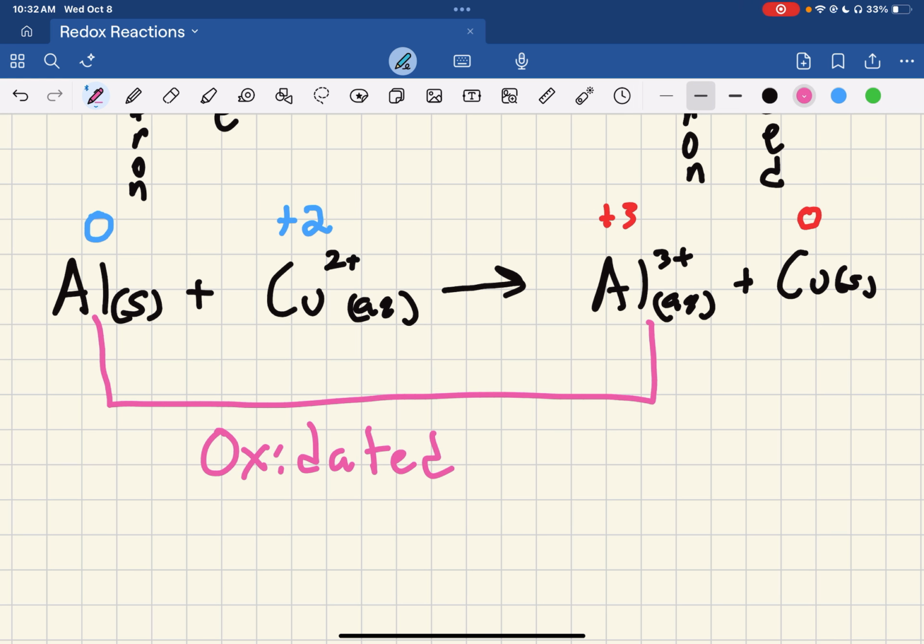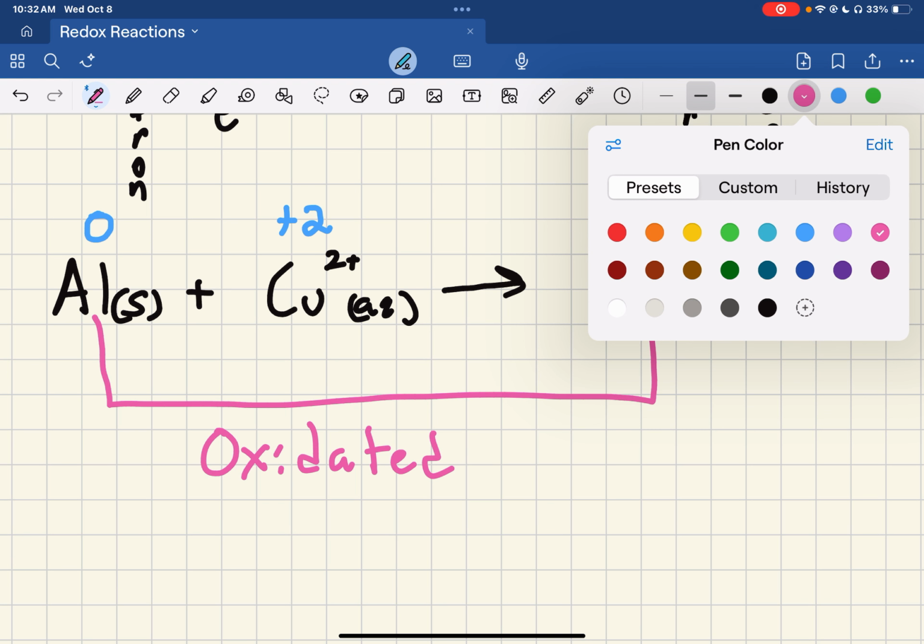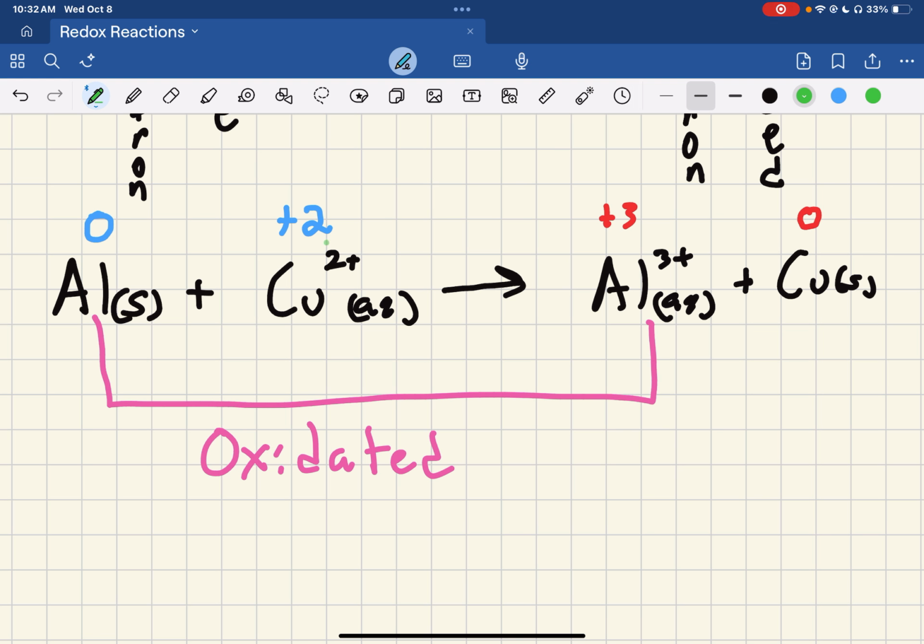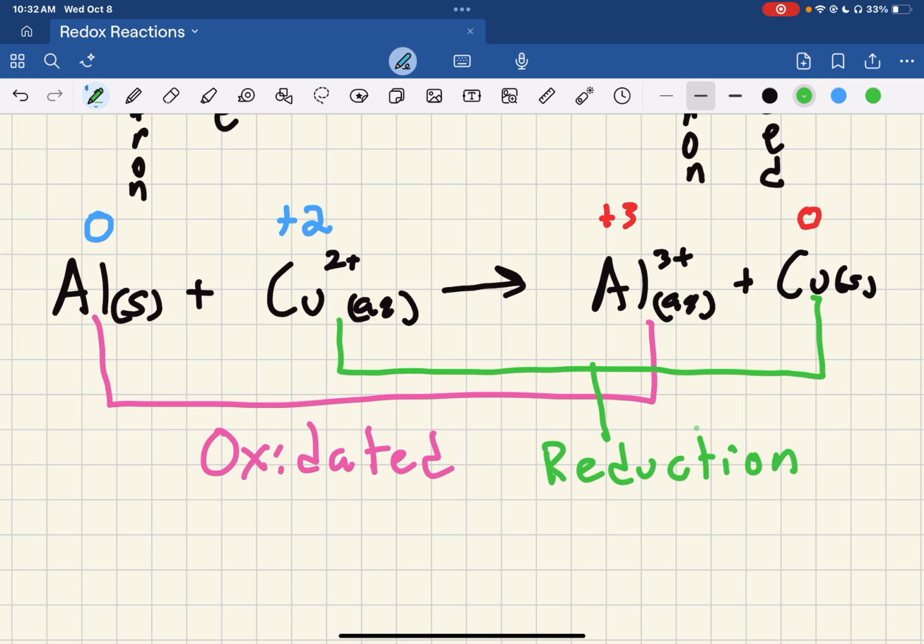Now, if we take a look at copper, I'm going to give this a different color. Let's call this one green. Copper goes from positive 2 down to 0. Well, that means it became more negative because it went from positive to 0, which means that it gained some electrons. So this right here is what's being reduced. This is the reduction reaction. All right. So therefore, we figure out which is being reduced and which is being oxidized.